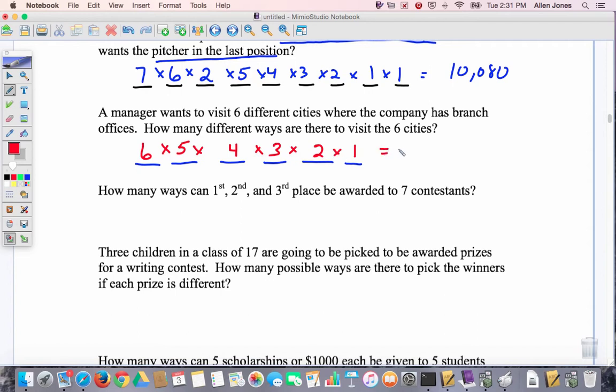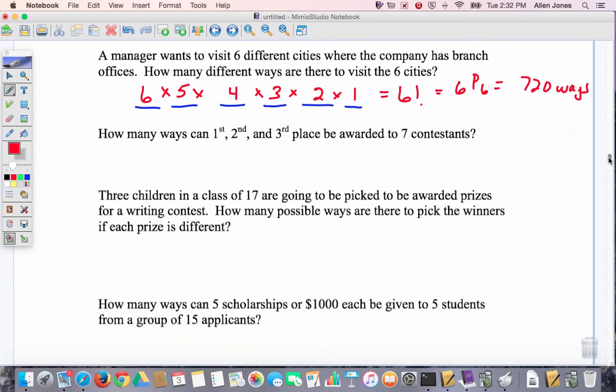And here we're going to multiply those together. Notice that looks like what I had written on that first page. That's the same thing as 6 factorial. Or, because we're visiting cities, the order that we visit those cities in matters. It's a lot different going from New York to LA, back to Boston to Chicago, as opposed to going to New York, Boston, Chicago, and that way. So that'd be the same thing as 6P6. Either way, we're going to get 720 ways to visit those 6 cities.